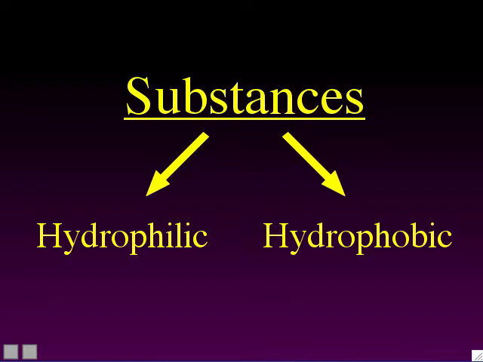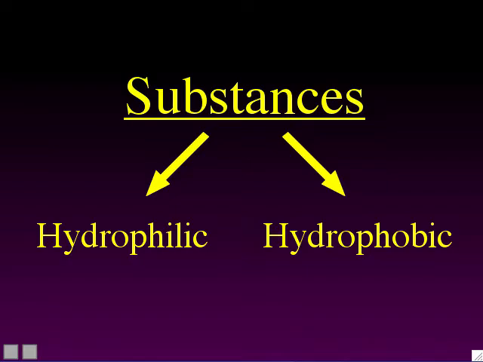Hydrophilic substances. The term hydrophilic literally means water-loving. Those are substances that like water. They are attracted to water and water is attracted to them. One of the characteristics of hydrophilic substances is that they dissolve well in water. So if something dissolves well in water, it's a hydrophilic substance. It dissolves well because it likes the water and water likes it.